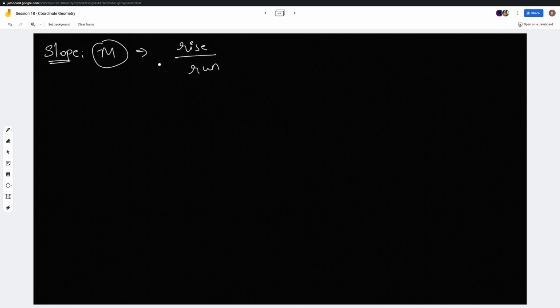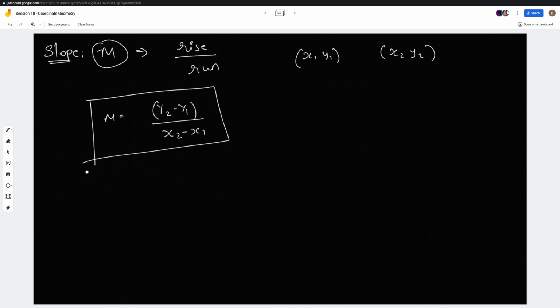We will go into detail for this in the next class, but just remember the representation is M. It is nothing but rise over run, that is slope. And the formula of the slope, when you are given 2 points, x1 y1 is one point and x2 y2 is another point, you have to write y2 minus y1 over x2 minus x1. So this is the formula for slope which we are going to learn in our next classes. So don't worry about this right now.